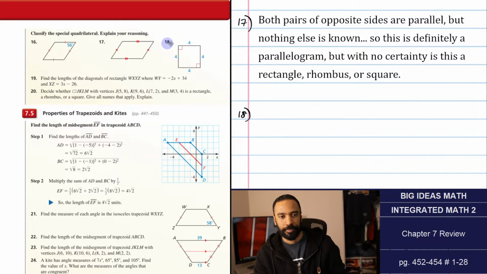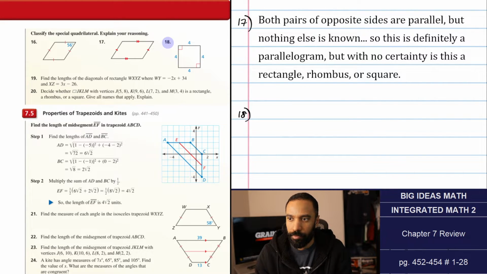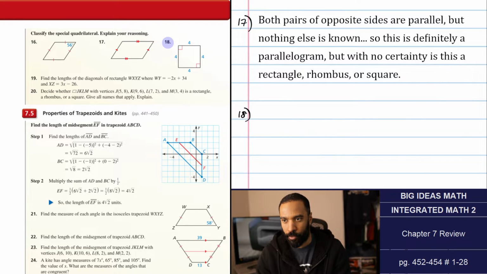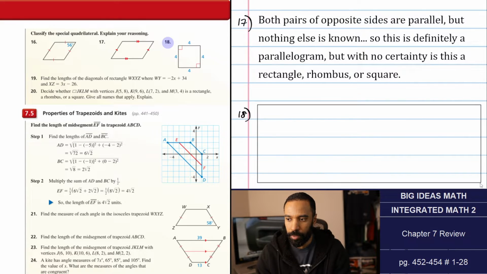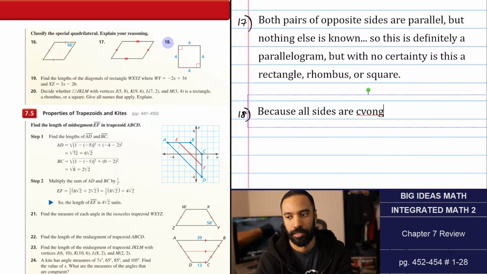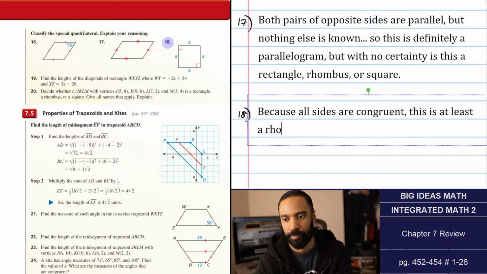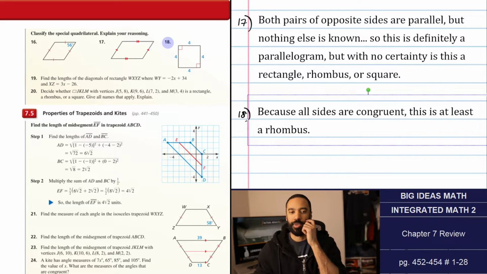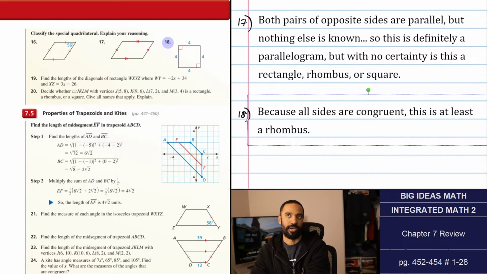Number 18. 4, 4, 4, 4. Because all sides are congruent, this is at least a rhombus. Now, I want to let you know that without knowing that information, 2 right angles alone couldn't guarantee that this would be a rectangle.